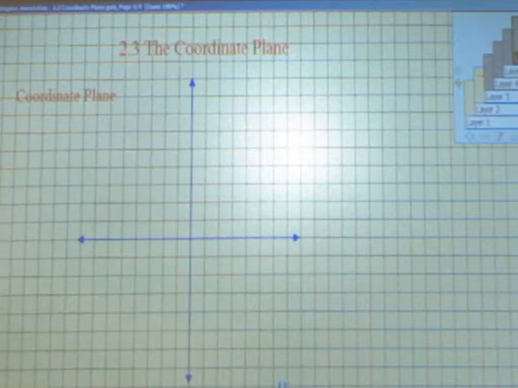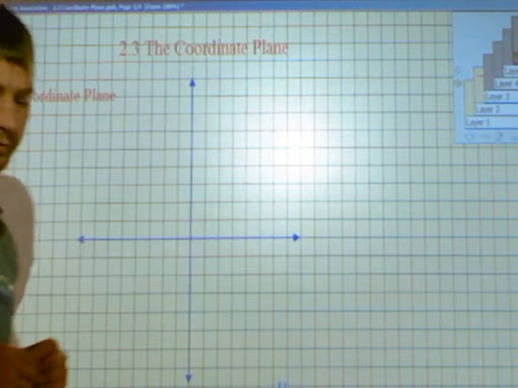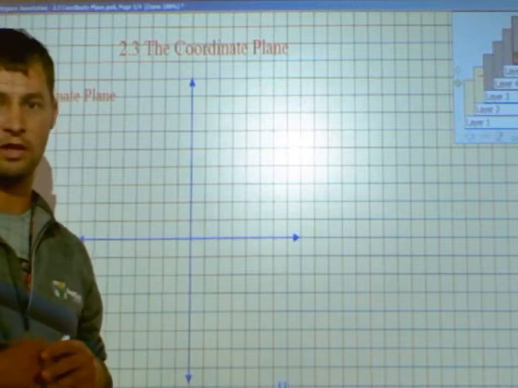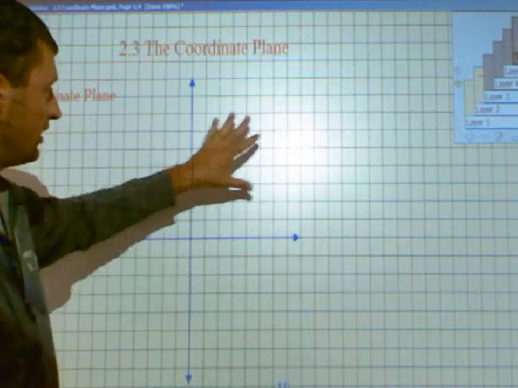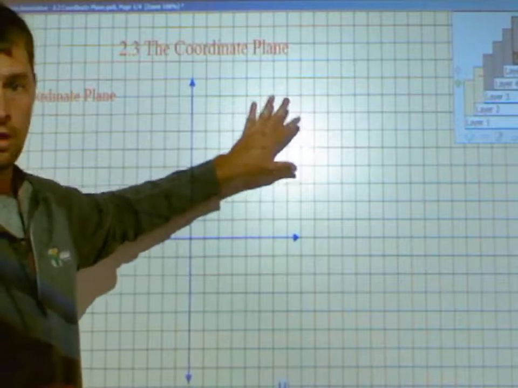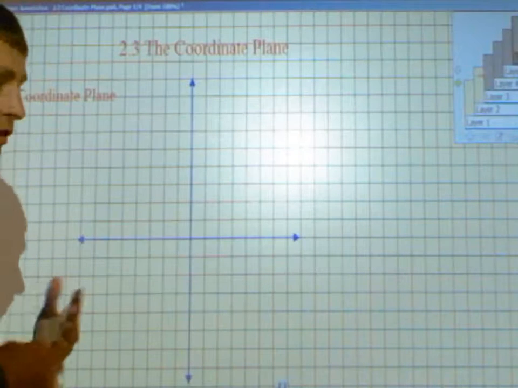All right, 2.3 has to deal with the coordinate plane. Sixth grade, you dealt a lot with the coordinate plane in terms of what they call quadrant 1. Quadrant 1 is actually this portion of the coordinate plane that we're using now. We're expanding it and we're going to more quadrants.